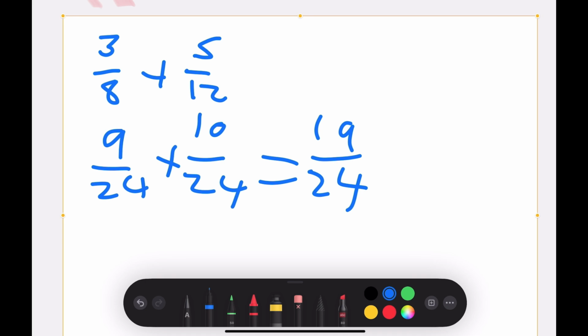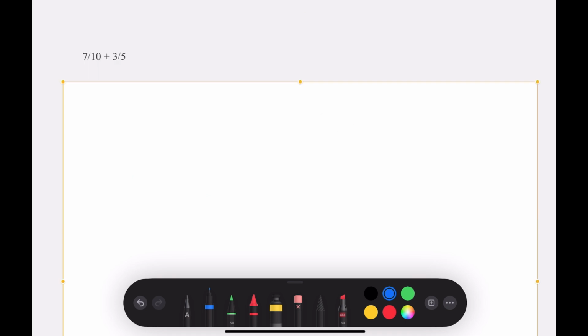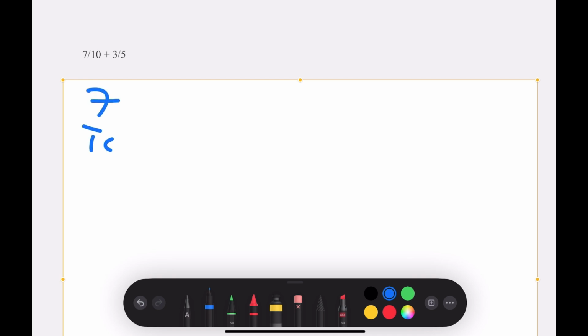Whenever you've got a final fraction answer, you need to see if you can simplify it anymore. But 19, you can't simplify that, so that is the final answer. Okay, so the next question is 7 over 10 plus 3 over 5. Again, we want to make the denominators the same. 5 goes into 10, so we can turn that fraction so the denominator is over 10. So 7 over 10 stays the same, plus 6 over 10.